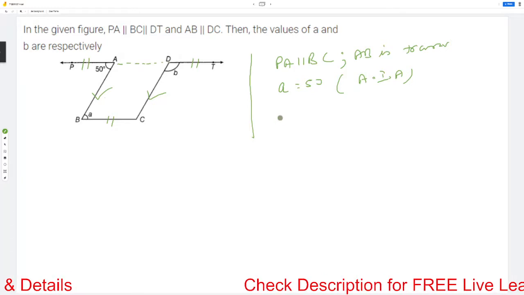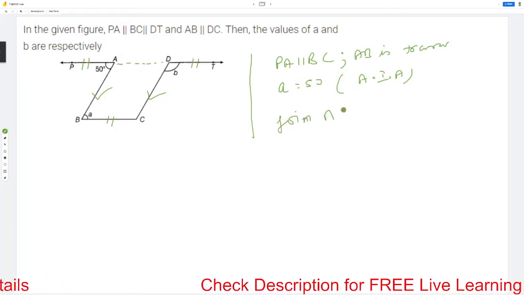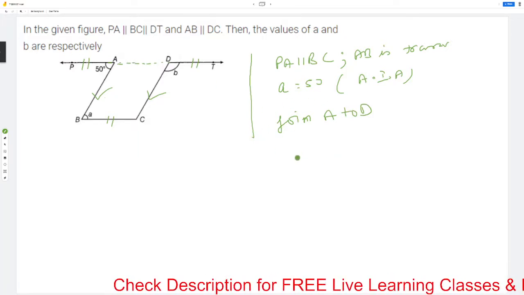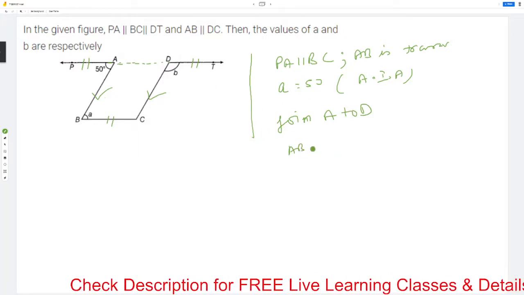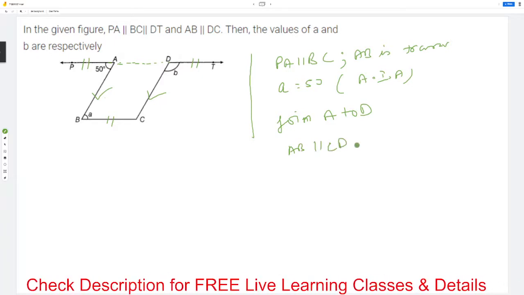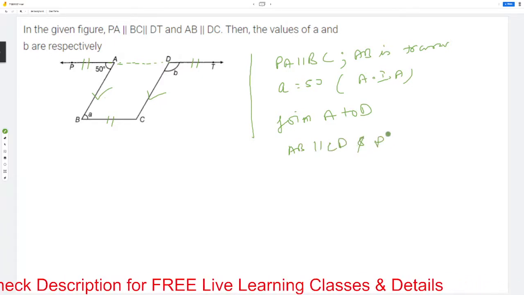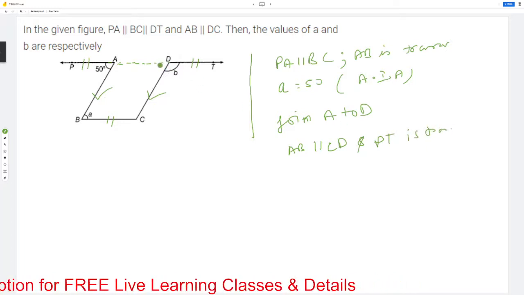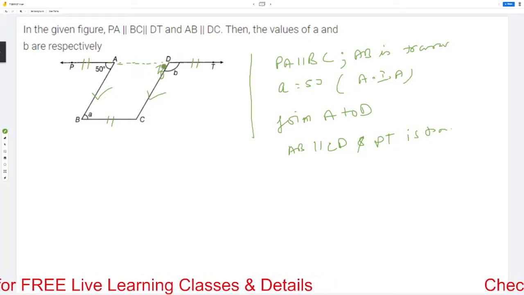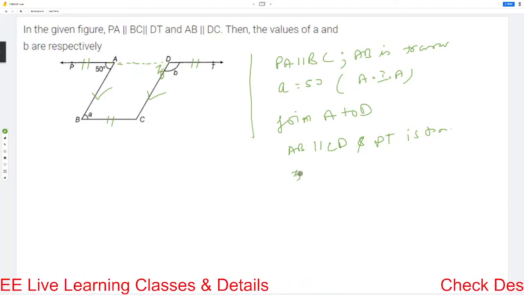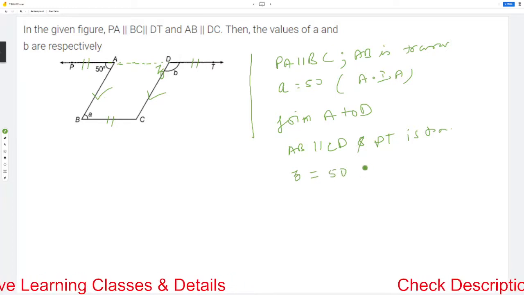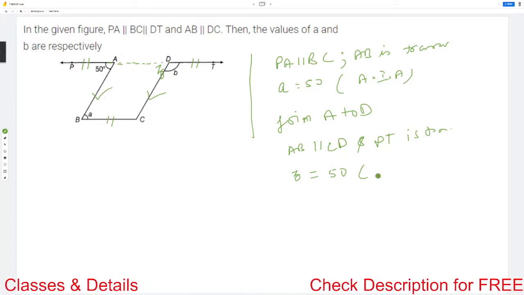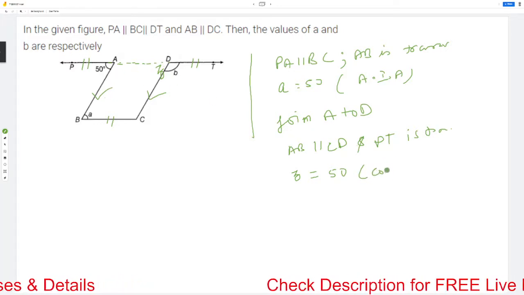We need to join A to D. So what will happen? We can see that AB is parallel to CD and PT is transversal. Let's say this angle is Z. Now angle Z equals angle 50. Why? Because it is a corresponding angle. So corresponding angles are equal.